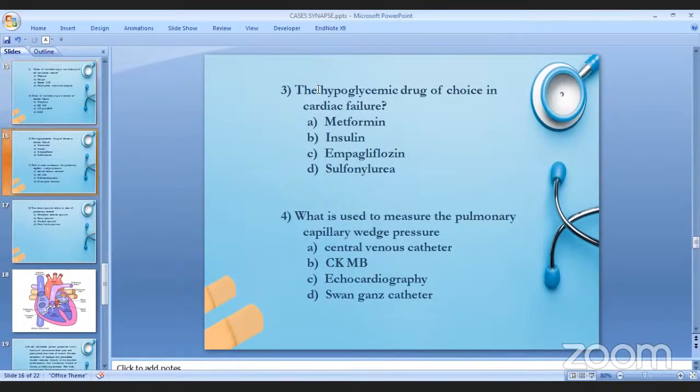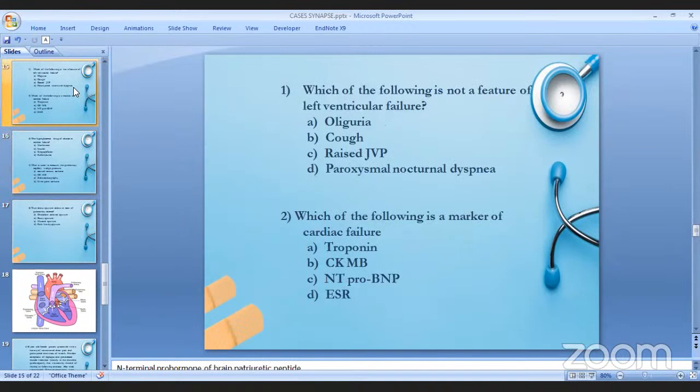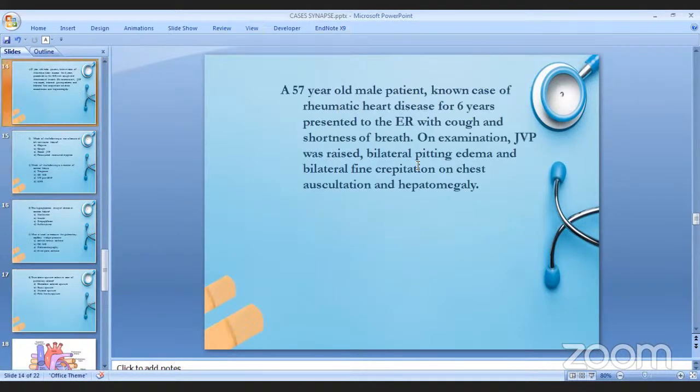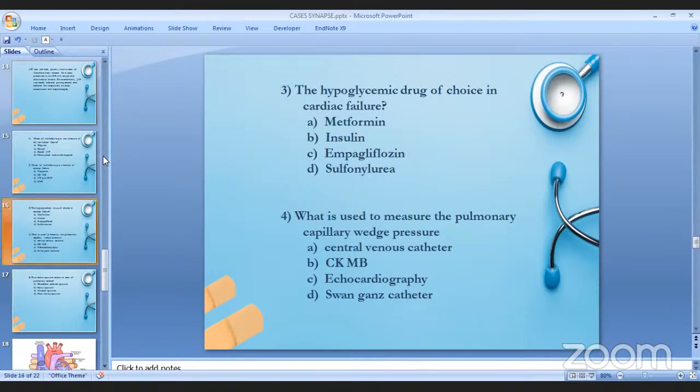Okay. The third question is hypoglycemic drug of choice in cardiac failure. Which one is the hypoglycemic drug of choice in cardiac failure, right? It is clear from the scenario that the patient has cardiac failure. So in cardiac failure, which is the hypoglycemic drug of choice: is it metformin, is it insulin, empagliflozin, right? And this is sulfonylurea. The answer here is empagliflozin, right?